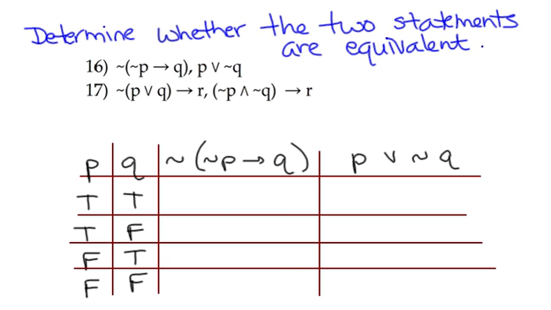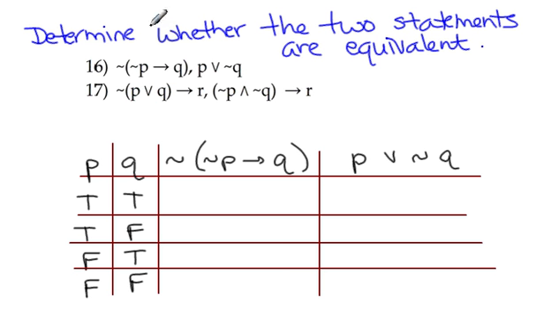On 16 and 17, we're asked to determine whether the two statements are equivalent. And one way that we can do that is by using our truth tables and look and see if the answer column of each statement are identical. So I'm going to fill in this truth table.